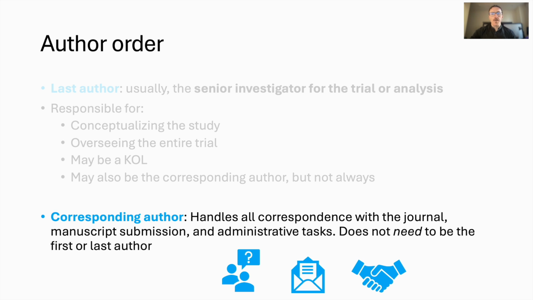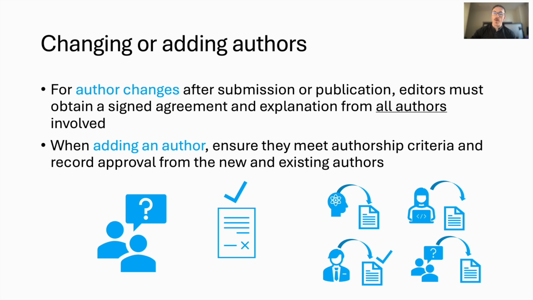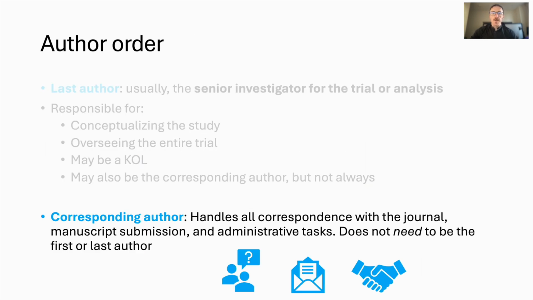So this individual is the main point of contact between the journal and the research team during the submission, peer review, and publication stages. This individual is generally responsible for ensuring that all necessary administrative requirements, such as authorship details, ethics approvals, clinical trial registrations, and disclosures, are all properly completed. Some of these tasks can be assigned to their co-authors, though.